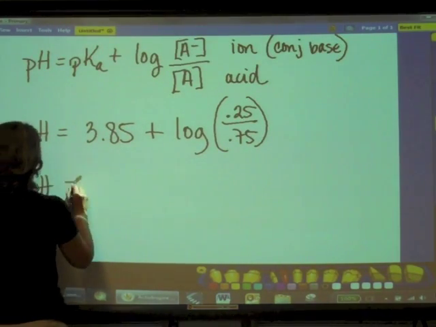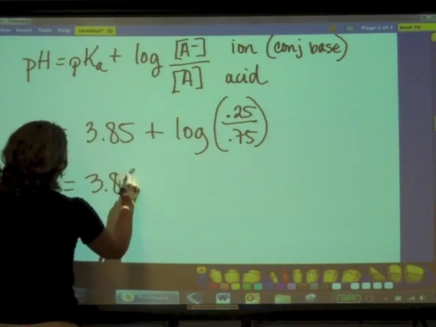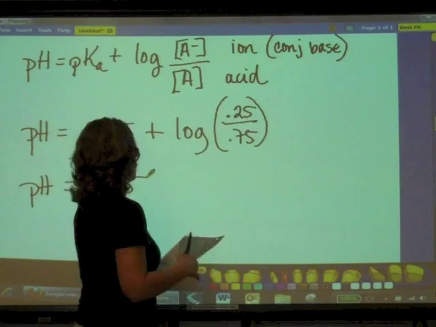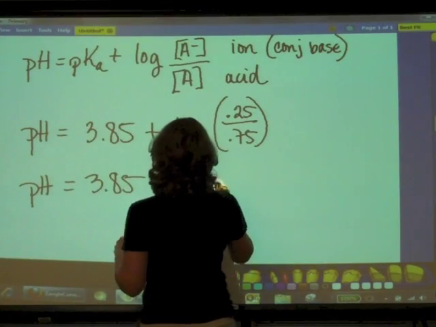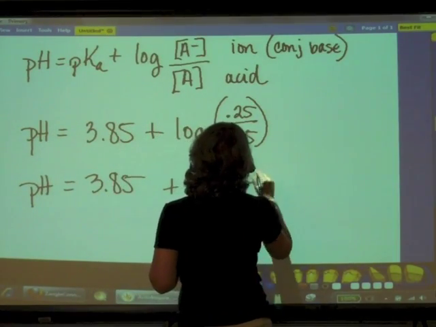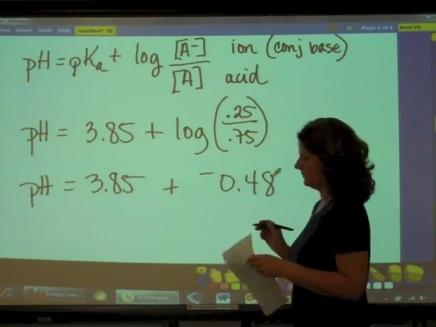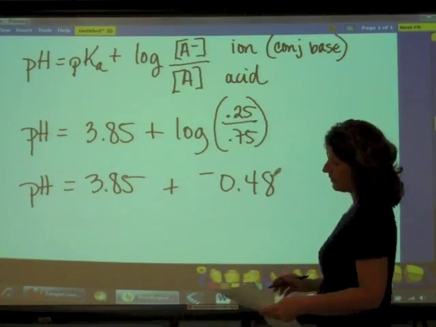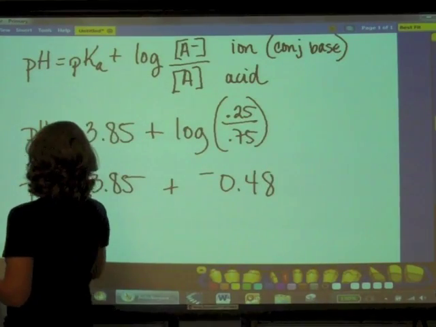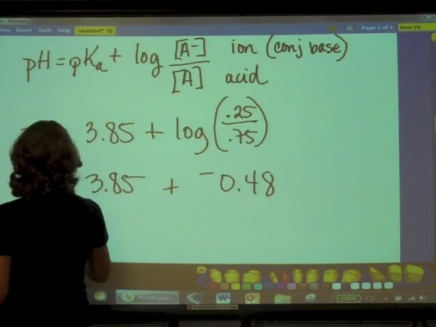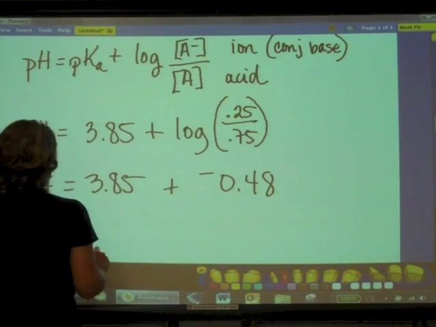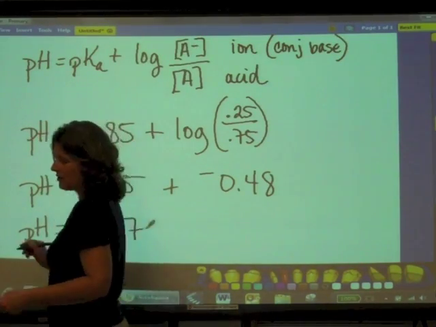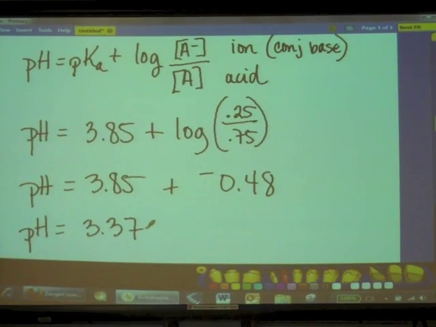pH, you should have the pH equal to 3.85. And this quantity should have ended up being plus a negative 0.48. We're subtracting. Okay, and what do we get for our pH value here? It is 3.37. Close enough to what we got doing an ice diagram.